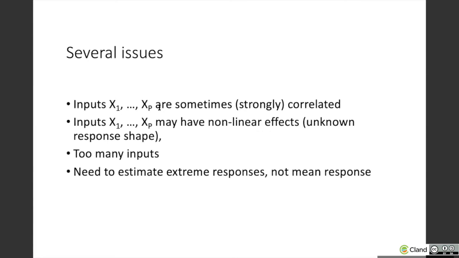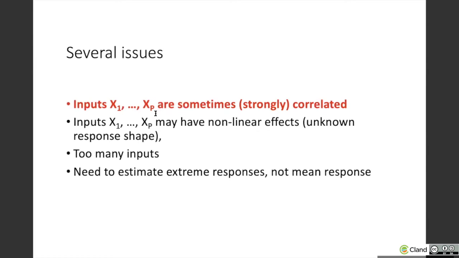A second issue is when you have a nonlinear effect. So when x1, x2, or xp have a nonlinear effect on the response y. A third issue is when you have too many inputs and you want to remove some of them, the inputs that are the least explanatory. And finally, the last issue I want to speak today about is when you don't want to estimate the mean response, but you want to estimate extreme response. You want to make risk analysis.